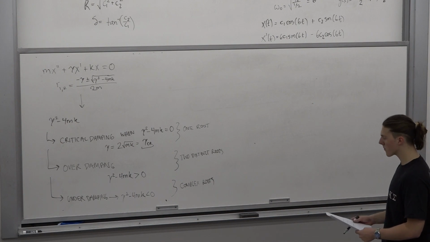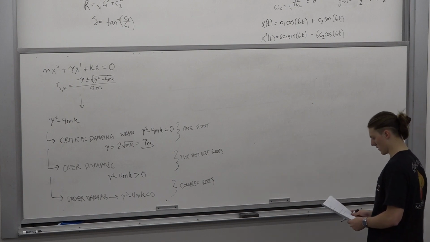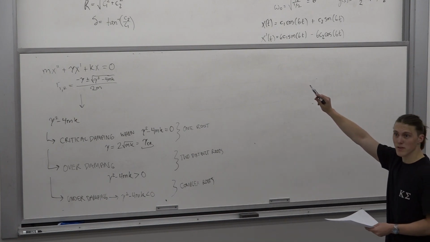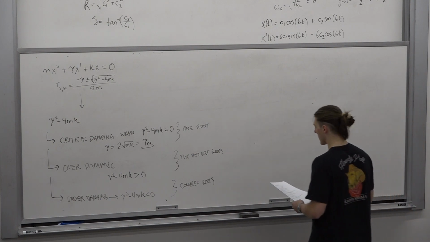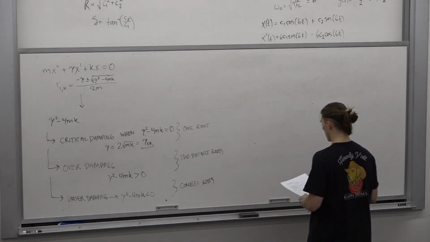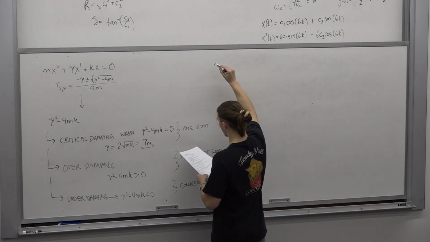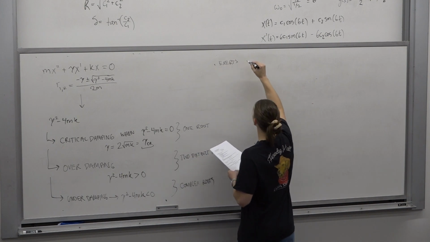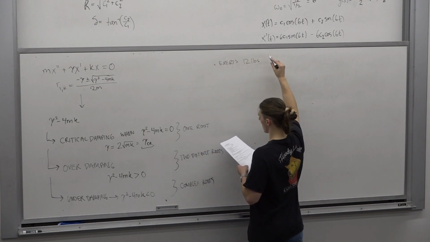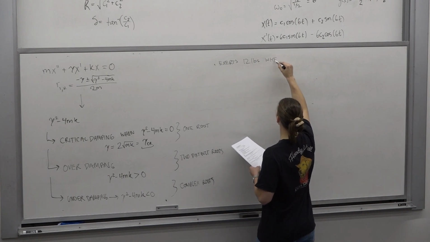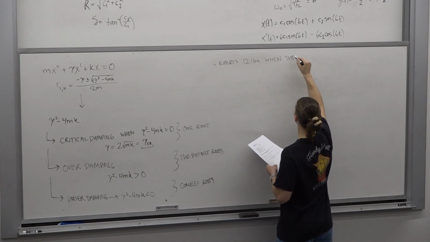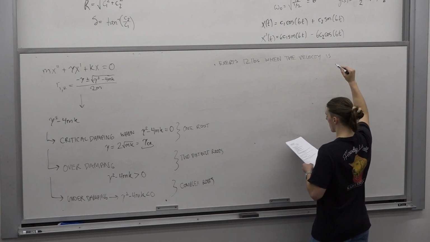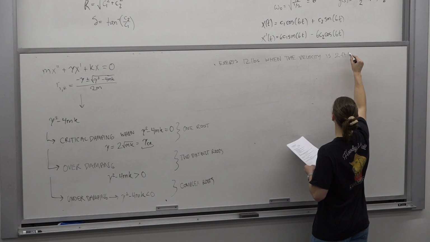So let's try a problem. Let's basically use the same spring from before, just this time we're going to attach a damping force to it. And this damping force exerts 12 pounds when the velocity is 2 feet per second.